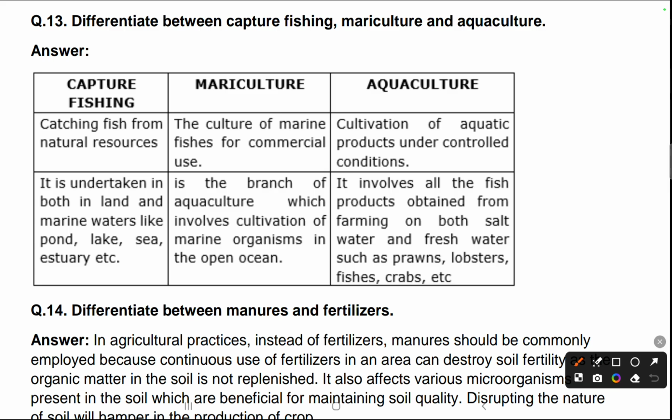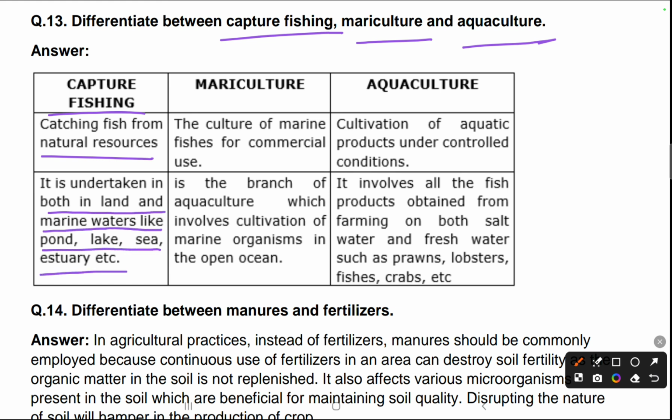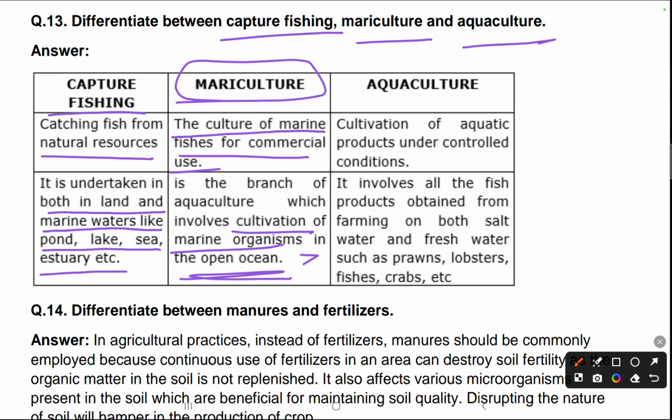13. What is the difference between capture fishing, mariculture and aquaculture? Capture fishing is catching fishes from natural resources. It is undertaken in both inland and marine waters like pond, lake, sea, estuary, etc. The culture of marine fishes for commercial use is mariculture, the branch of aquaculture which involves cultivation of marine organisms in the open ocean.